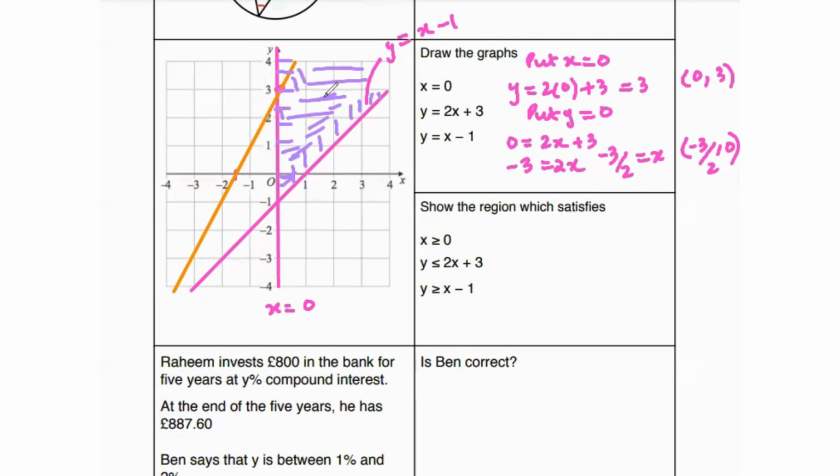This is where your values of y are decreasing for y is less than or equal to 2x plus 3. And this is where your values of x are increasing for x is greater than or equal to 0. So this is the region that satisfies the inequality, the one that I've shaded in purple.